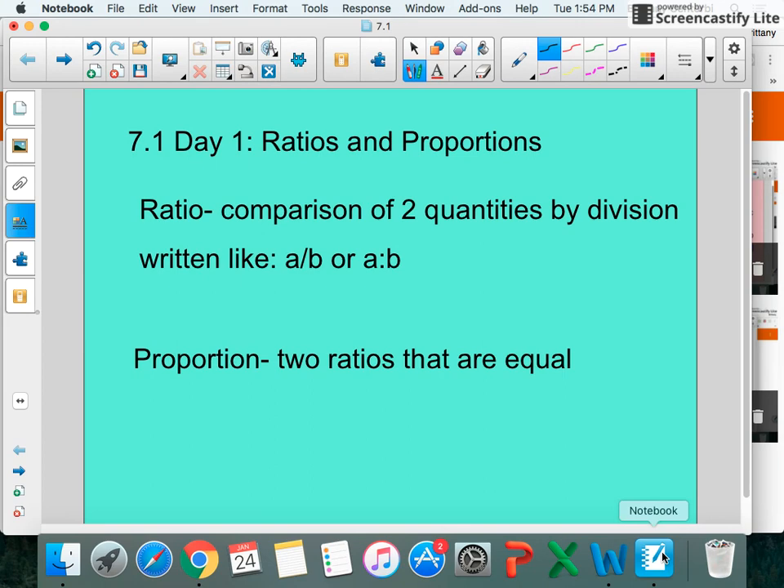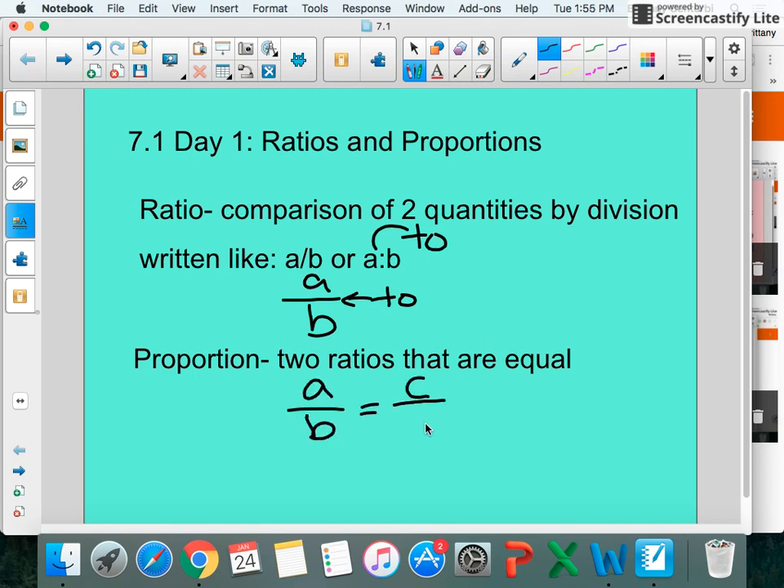A ratio is a comparison of two quantities by division. You write that like A divided by B or A to B. The division symbol also means the word "to", and these dots mean the word "to". And then you have a proportion, which is two ratios that are equal. A proportion would look like this, where there's an equal sign in the middle.